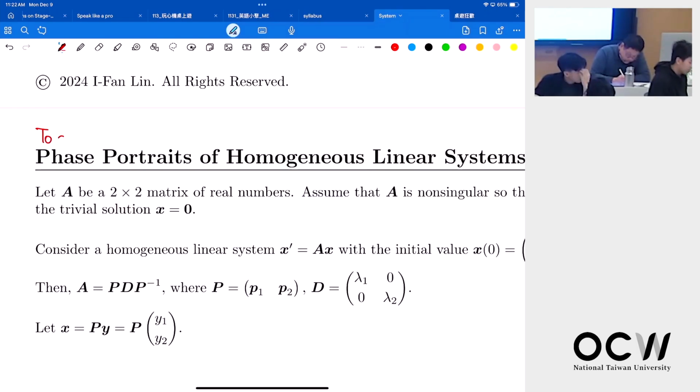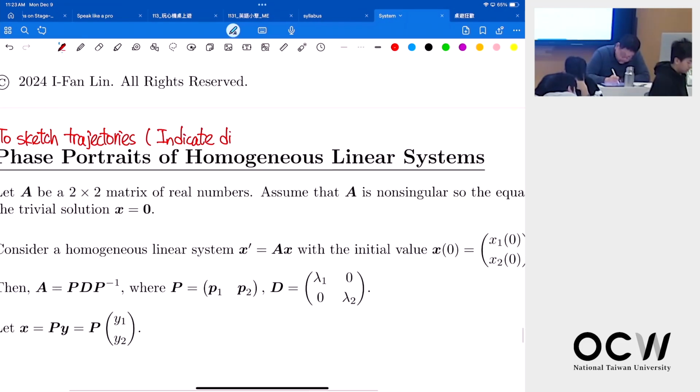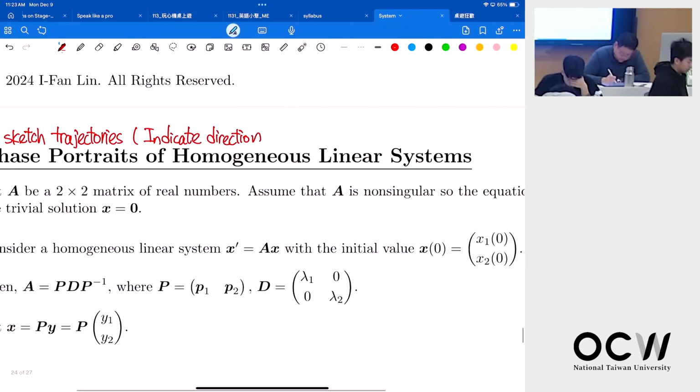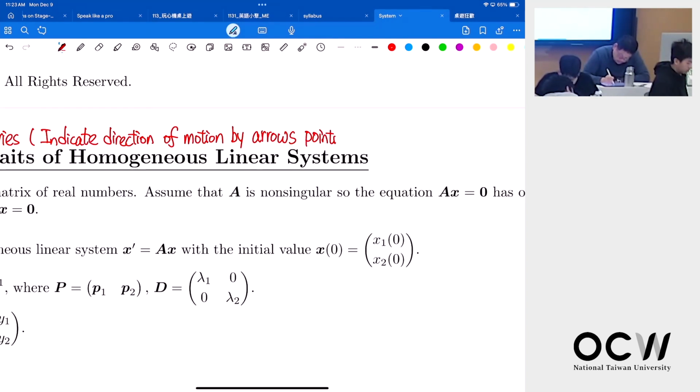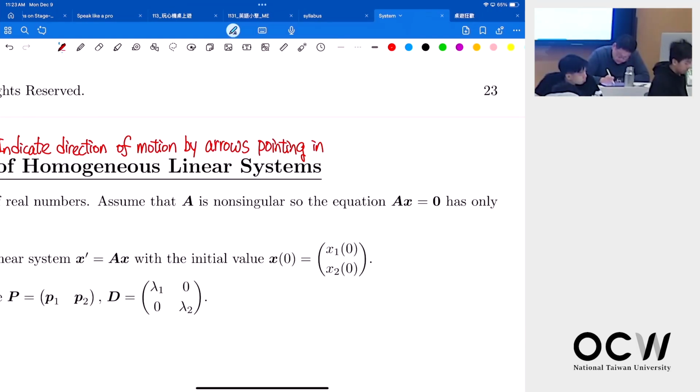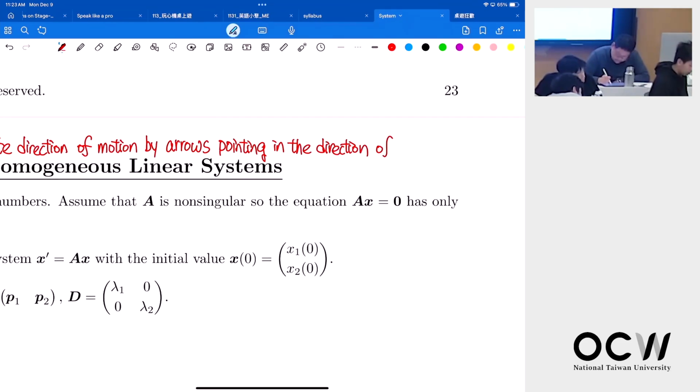To sketch trajectories means to indicate the direction of motion, and it's by arrows pointing in the direction of increasing t.